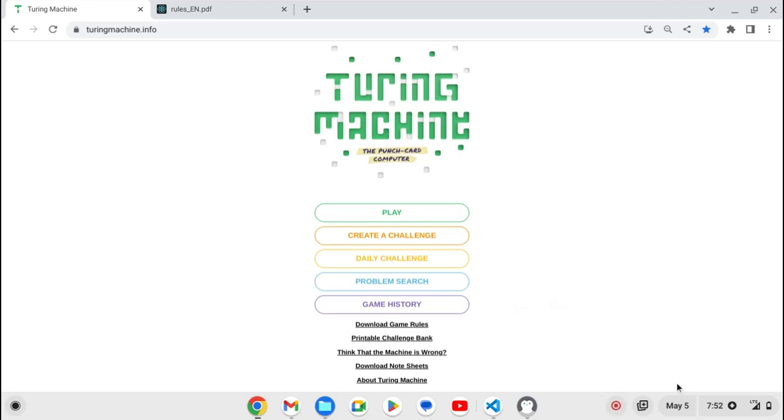Let's begin. Today is May 5th, 2024, and we're going to do our daily Turing Machine Puzzle. But first, I want to share with you how we can get more information on the board game Turing Machine.